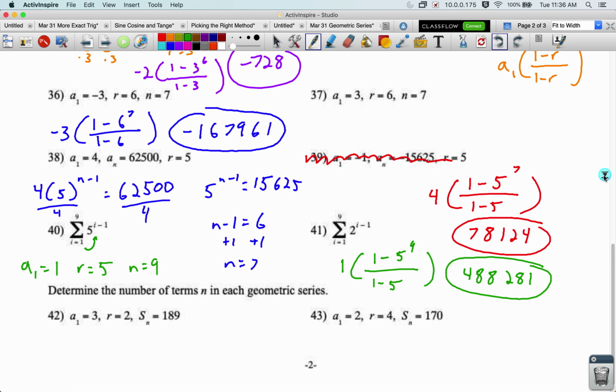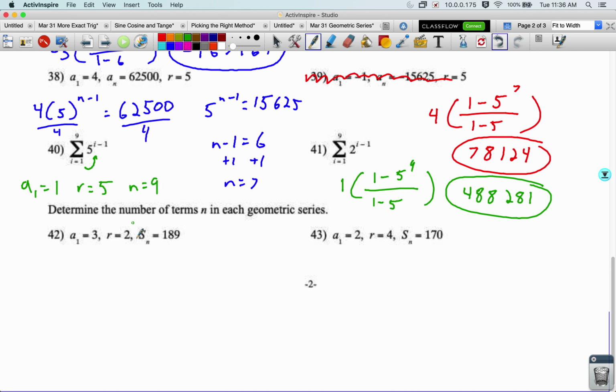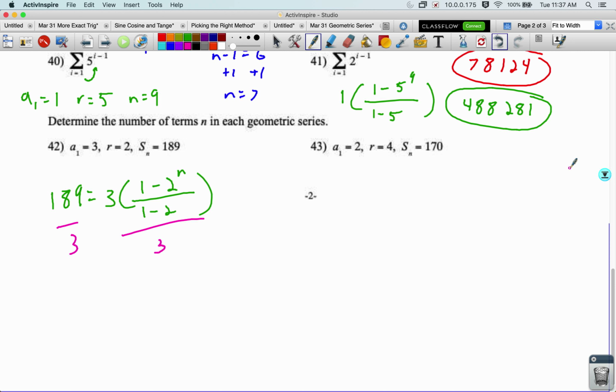Okay, last couple, determine the number of terms in each geometric series. So we've got the sum. We know that 189 is equal to a sub 1, 3, times 1 minus r to the n, we don't have n, divided by 1 minus r. Now we just got to solve for that n there. We'll start by dividing both sides by 3. I get 189 over 3 is 63.